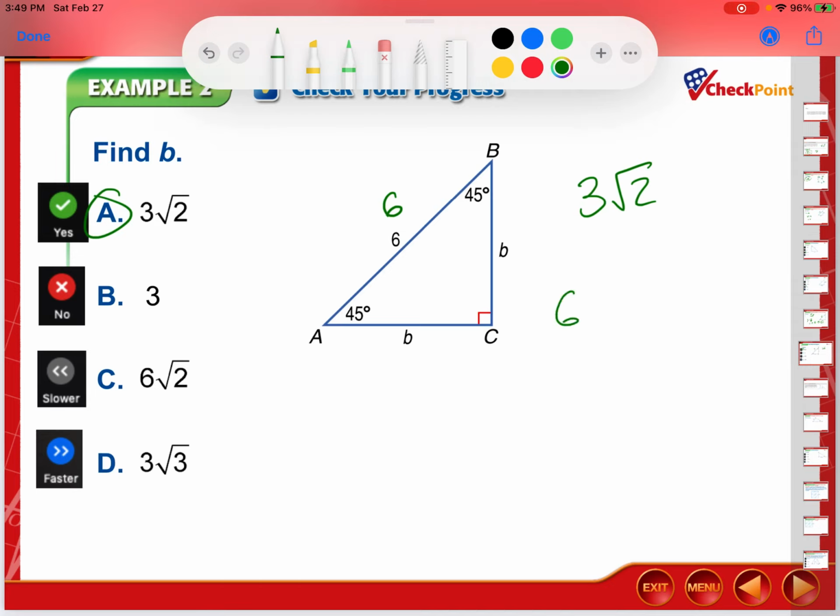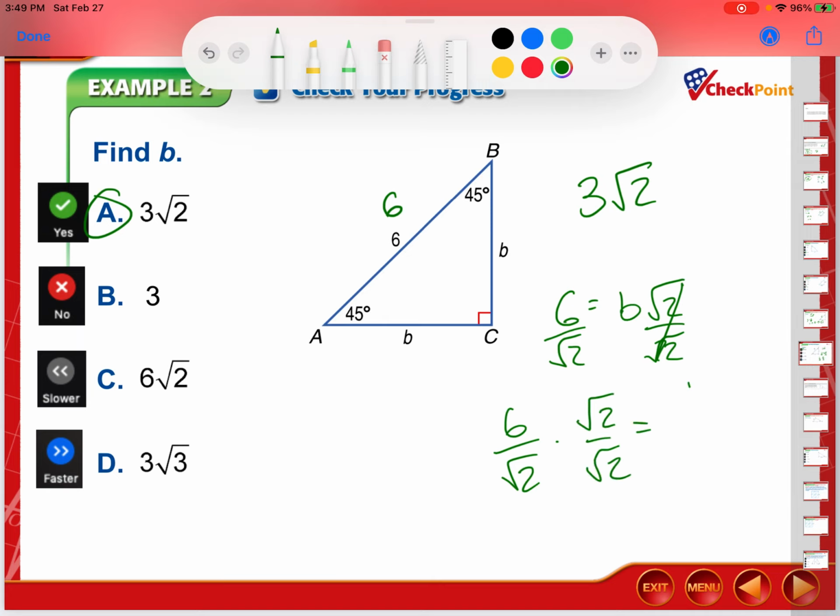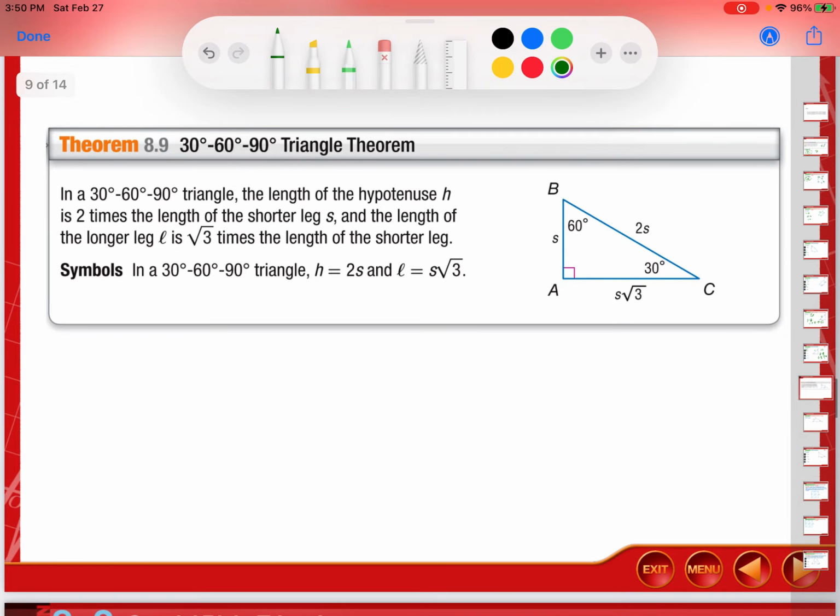Now, if we did want to go through the long way, we could say, okay, 6 equals B times root 2. We divide by root 2, which I can't even write right now. Divide by root 2. 6 over root 2 times root 2 over root 2, which is going to be 6 root 2 over 2. And we're going to get to 3 root 2 in the end anyway. Okay?